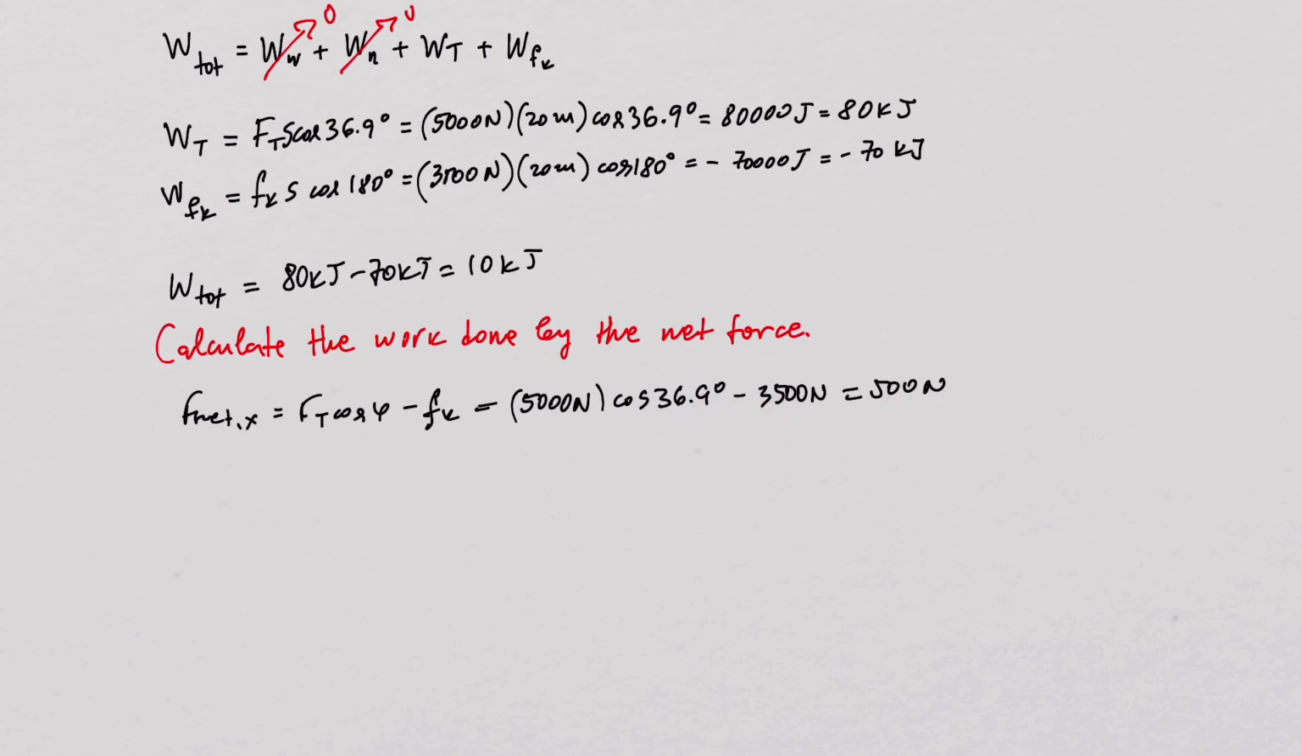From here, the work done on the sled and the load is equal to the net force in the x direction times the displacement. So that would be 500 newtons times 20 meters. That is equal to 10,000 joules, or 10 kilojoules.